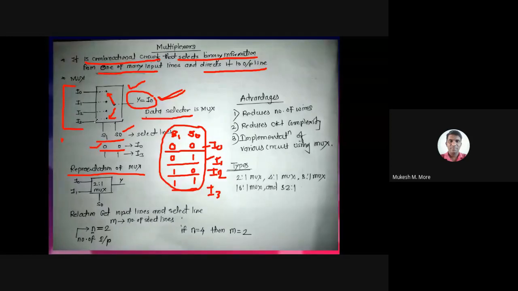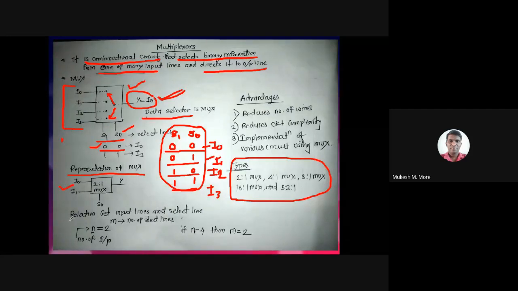We have 2:1 mux, 4:1 mux, 8:1 mux, 16:1 mux, and 32:1 mux. See these types of mux: 2:1, 4:1, 8:1, 16:1 mux, and 32:1 mux. Now this is the representation of your mux.